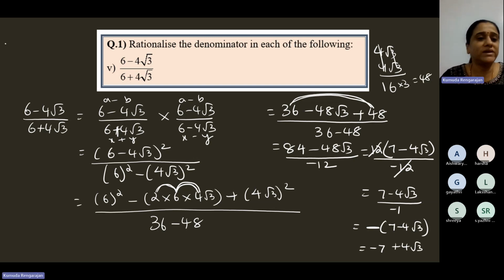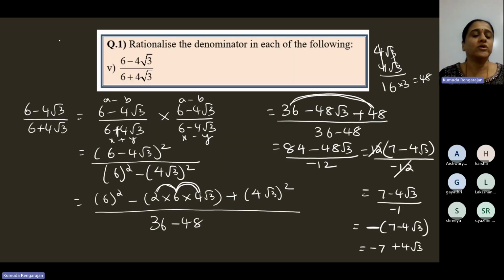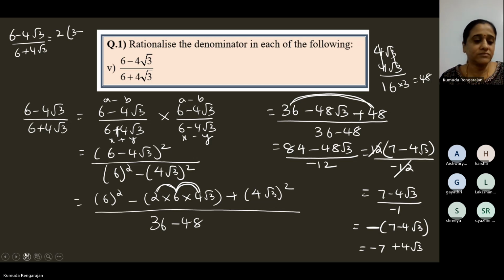You can also work this by taking out 2 common. I worked it like this because here I've worked it like this. You can also do it like this. See here. 6 minus 4 root 3 by 6 plus 4 root 3. What's common actually, children? Here itself, 2 common, right? So you'll have 3 minus 1. Am I not clear?